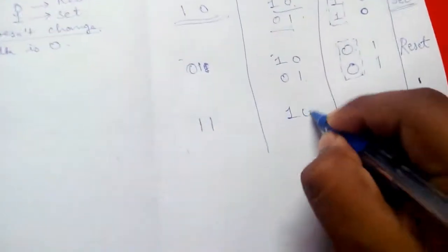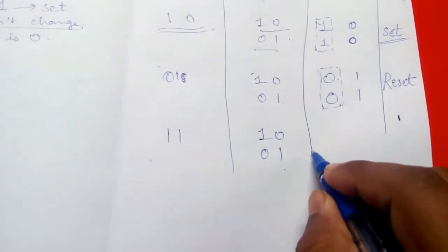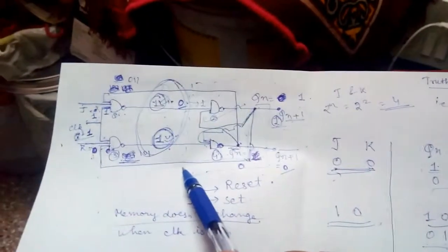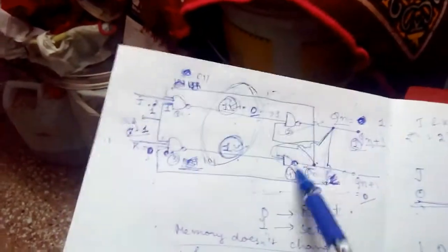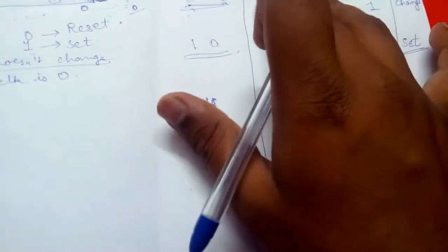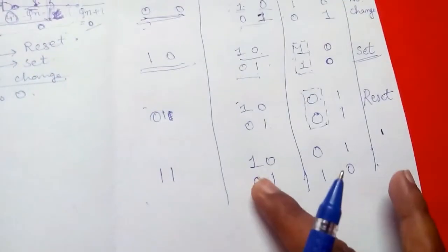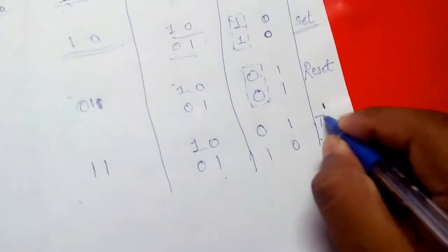Now the last case, 1, 1. Same both possibilities, 0, 0, 1, 0. For this, when you find out the outcomes of Qn plus 1 and Qn plus 1 dash from this circuit, you will get the outputs as 0, 1 and 1, 0, which is a total reverse of Qn and Qn dash. This state is called toggle condition.